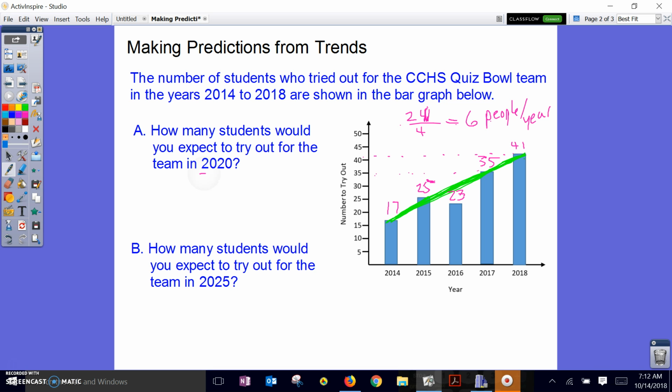And now we're going to look at 2020. So 2020 is 2 years beyond what we have on our graph. So if we go from this number right here in 2018, and we add about 6 people a year, we're just going to add 6 to this 41. We're going to add that twice, or 12. And so 41 plus 12, I'm going to predict that about 53 people are going to try out for this team. Now, is this an exact science? No. I mean, our prediction here could have been probably anywhere from 50 to maybe 55.